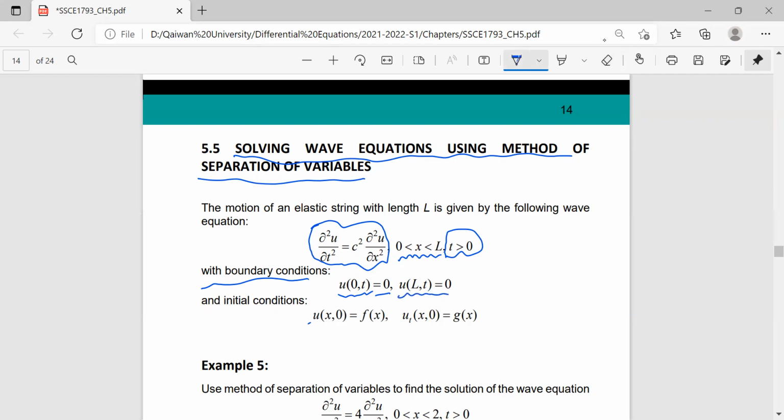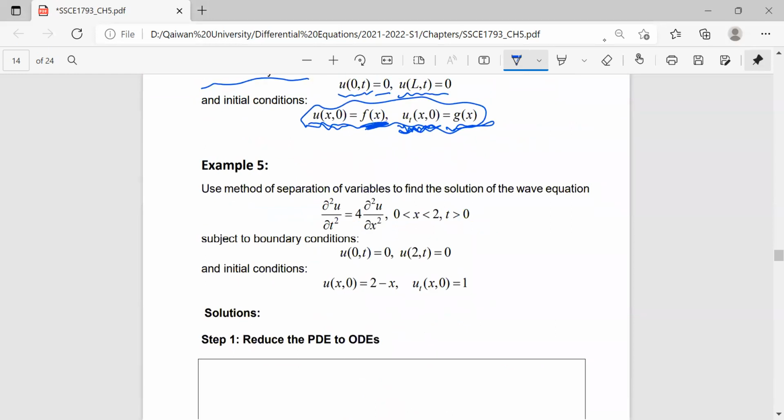And also we have the initial conditions, which are u of x, 0 equals f of x. And also u sub t of x, 0 is g of x. Here, u of x, 0 is f of x, but u sub t of x, 0 is g of x.